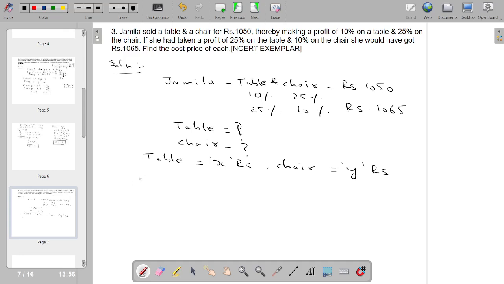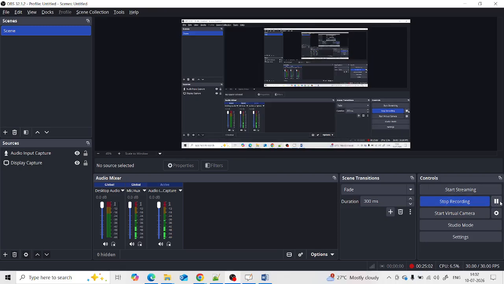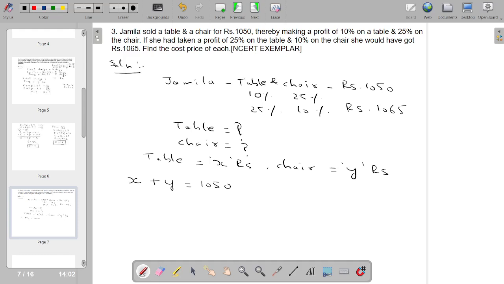Now, X rupees is the price of the table, and Y is the price of the chair. How much did she sell for? 1050. X plus Y is equal to 1050. So we know that, see here.